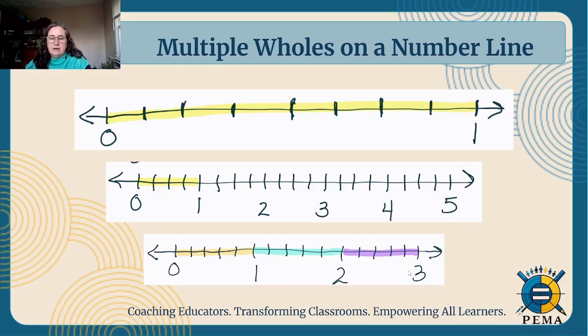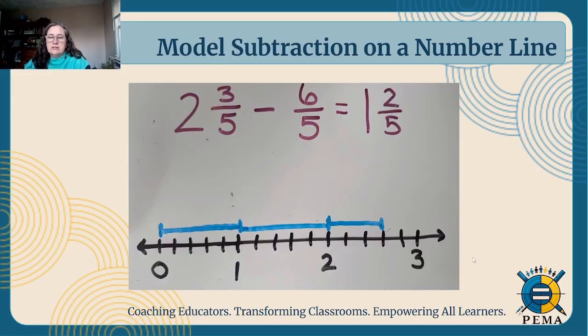On this bottom number line, I've highlighted all 3 wholes in different colors. If you don't want multiple colors, you could just use 2 and they can alternate. And then again, I can see from 0 to 1 is made of 5 units, from 1 to 2 is made of 5 units, and from 2 to 3 is made of 5 units. So my units on this number line are fifths. So once they understand the number line, we can start to use this model to model subtraction.